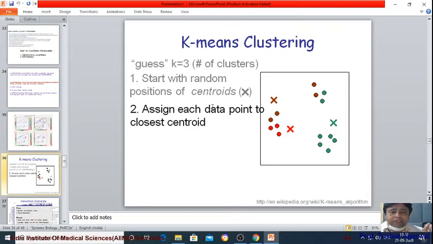5 minutes I will take to cluster all of these key points, and then we are good to go. Okay, this is the k-means clustering. What is over here? What are we doing in this one?